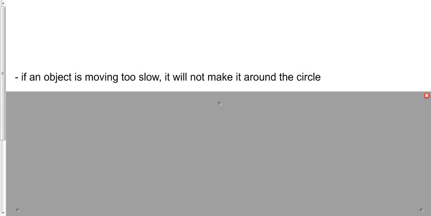You go to a skateboard park and you see one of those things, what do they call it? It's like a concrete tunnel that goes all the way around, and you try to skateboard all the way around it upside down. If you're going too slow, what happens? You fall, right? If you're going fast enough, you go all the way around it upside down. If an object is moving too slow, it's not going to make it around the circle.